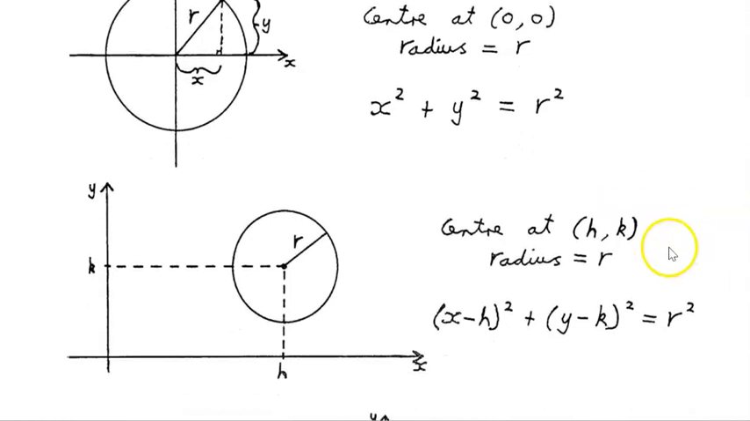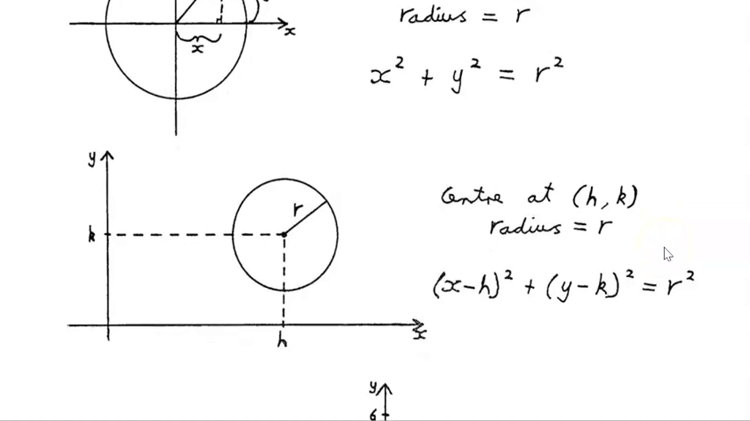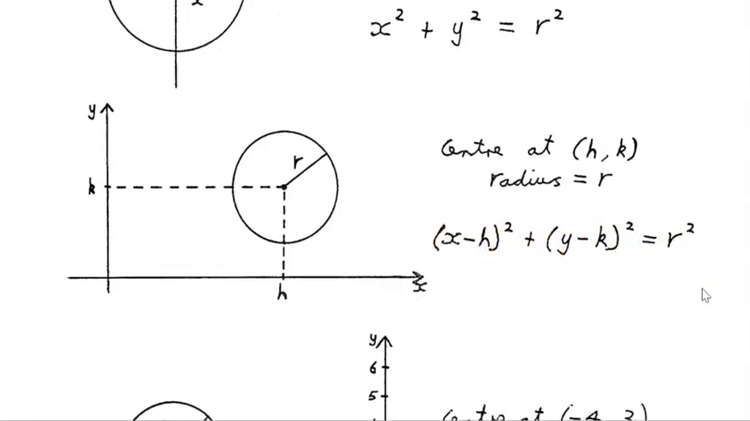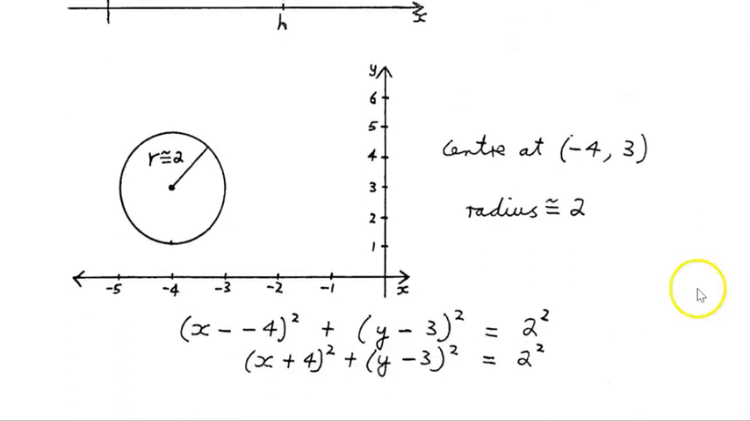If we now move that circle from the origin, its center is no longer at the origin. Place a new center at h, k, still radius r. Then it's x minus h all squared plus y minus k all squared is equal to r squared. Nothing's changed there. A specific example: here's a circle of radius 2, centered at minus 4, 3. We've got x plus 4 squared plus y minus 3 squared equals 2 squared. Nothing changes there, just basic essential circle work.